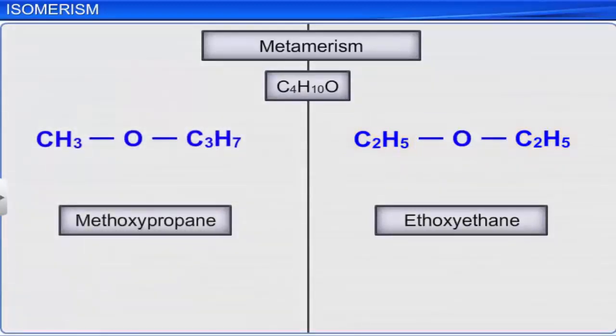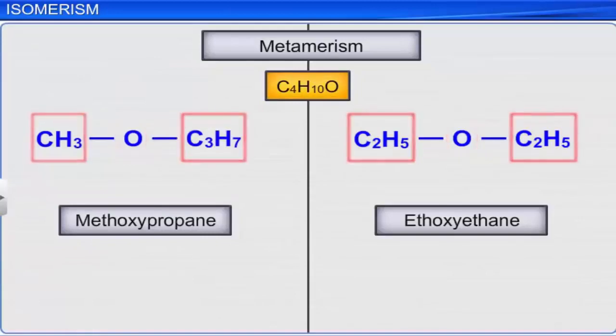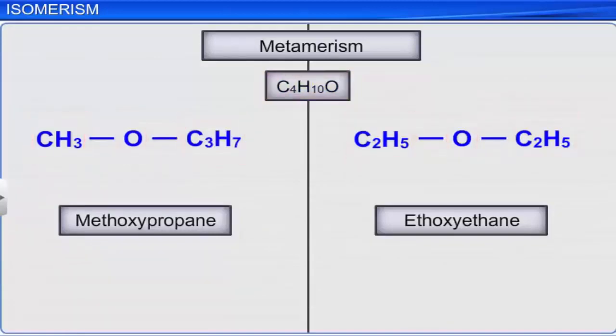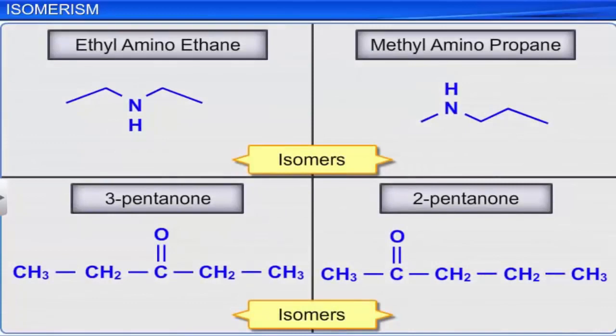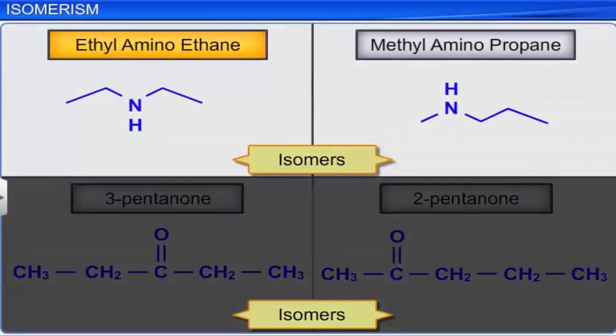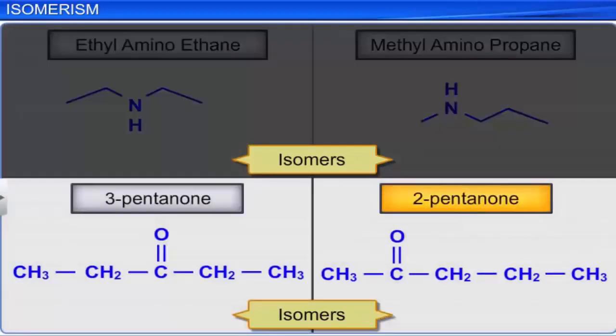Metamers may also be regarded as positional isomers. Some metamers are ethyl aminoethane and methyl aminopropane, 2-pentanone and 3-pentanone.